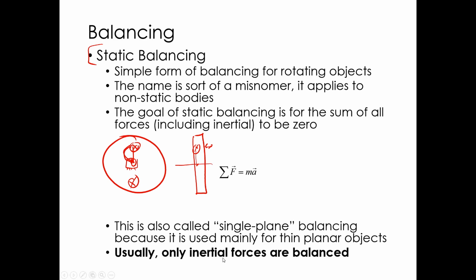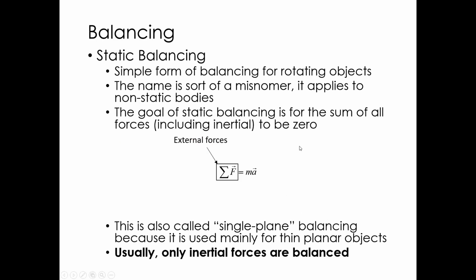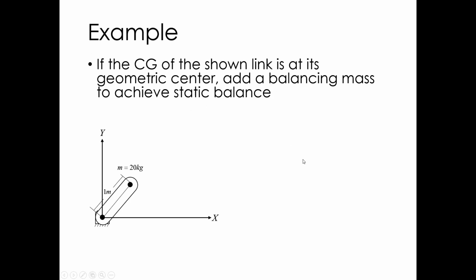This will only cancel out inertial forces. To do a little bit of derivation, we've got F equals ma, with our external forces, and you can think of the right-hand side as the inertial forces. For static balance, we want these all to be 0. We don't want any inertial forces.